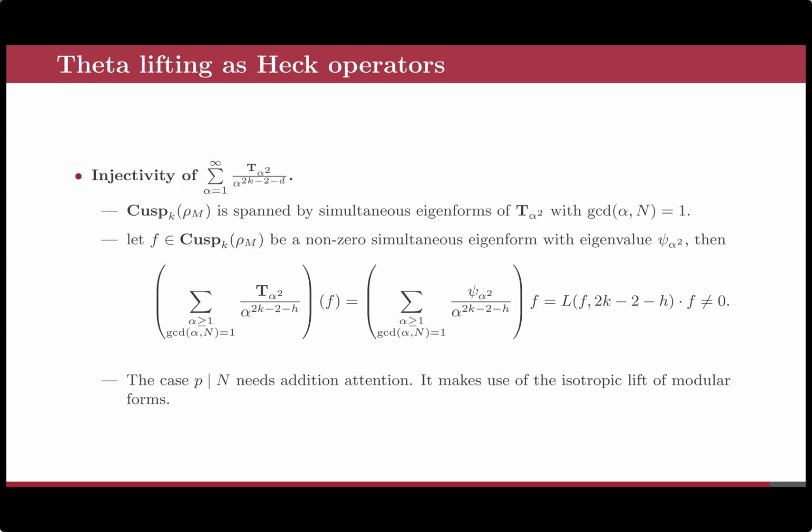And we can show that the eigenvalue is basically some L function, and the value of this L function is non-zero. So this basically shows that this will be injective when alpha is coprime to the level. And to show it when alpha is not coprime to the level, this will be a complicated thing. And it's a little bit technical. It has to make use of the isotropic lift of modular forms, which I will not sketch here. But anyway, this heavily uses the nice properties of the vector valued Hecke operators and computing the associated L functions, and gives the injectivity of the theta lifting map.